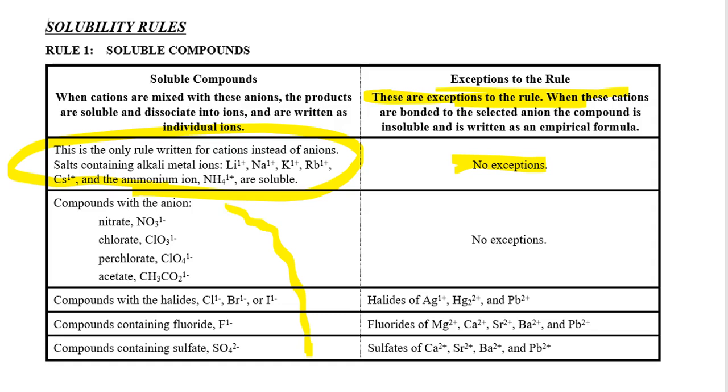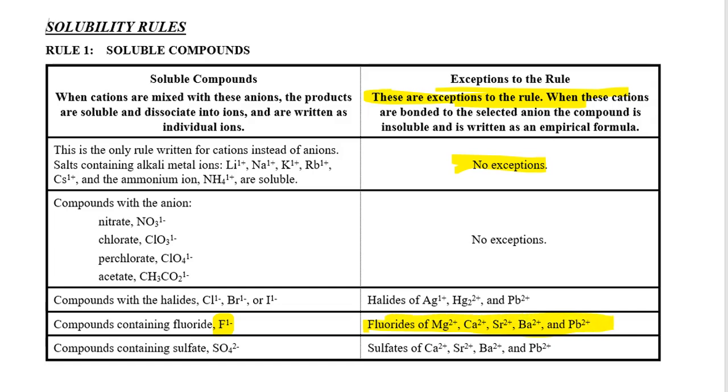When you read this chart, chloride is going to be soluble typically no matter what cation it's with, unless it's with one of those three. Fluoride, on the other hand, is going to be soluble like the others, unless it's with one of those five. So those are the exceptions.